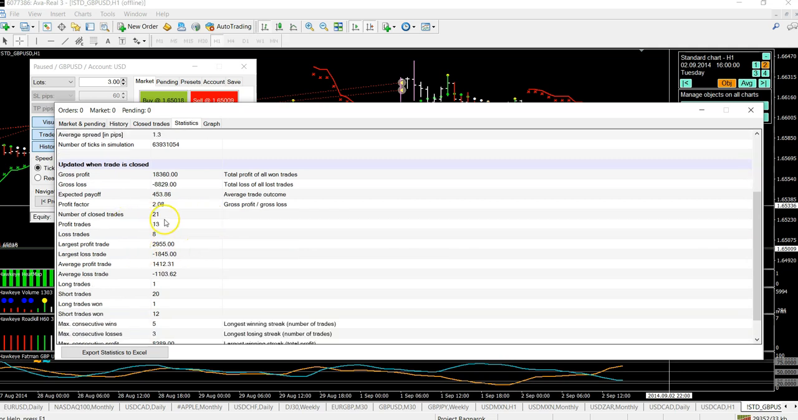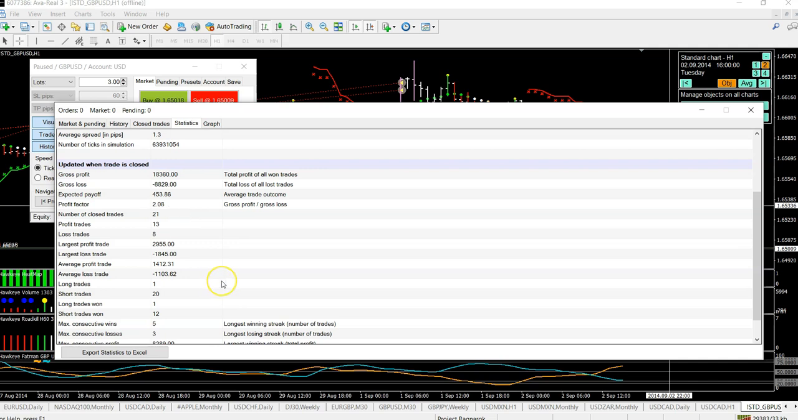Number of trades closed, 21 trades. Profit trades, 13 trades. Average loss trade, 1,000. Average profit trade, larger. This difference between the average profit trade and the average loss trade indicates that we make money. The largest profit trade was almost $3,000 versus the most negative of $2,000. That means that we make money. Now, take a look at the profit factor, 2.08 to 1. Again, 2 to 1. What we wanted from the very beginning.